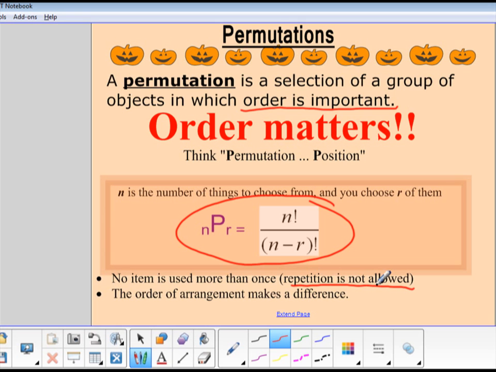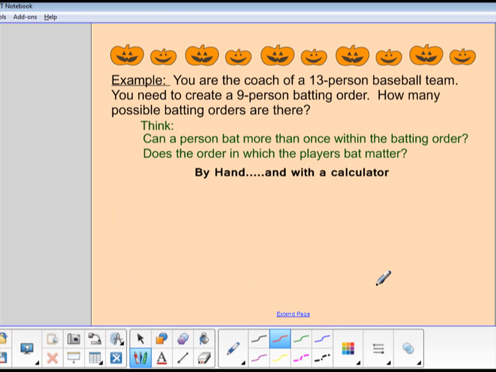So that's what we're looking at with permutations, and let's take a look at an example. I think it'll make a little more sense if you're confused. So here's an example. I've got 13 people on my baseball team, and I need to make a 9-person batting order. And me being a math nerd that I am, I'm interested in how many possible batting orders I can make. So some things to think about in determining what the situation is, that this is in fact permutations. Can a person bat more than once in the batting order? Absolutely not. If you don't know baseball, that's a fact. If you're batting second, you can't also bat fifth. Everybody's in a different spot. And does the order matter? Well, sure. If I'm batting first, like I mentioned earlier, that's different than if I'm batting second, so order matters.